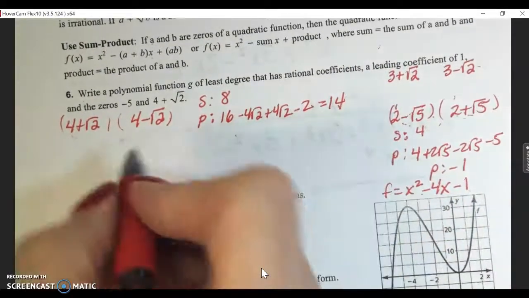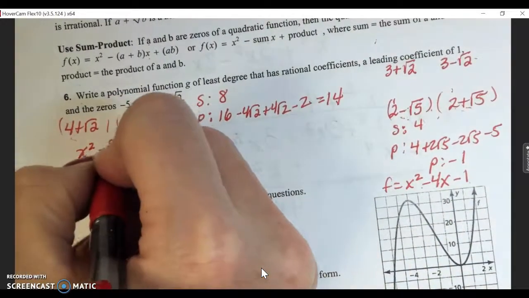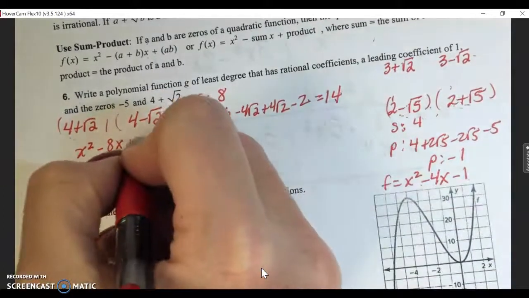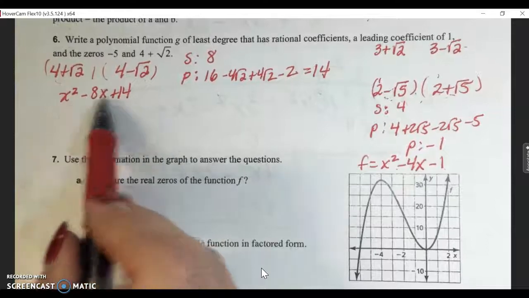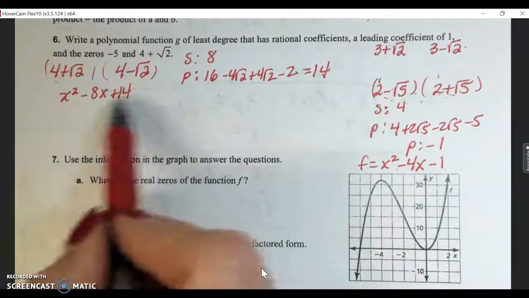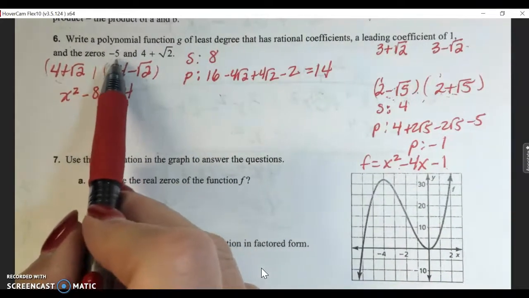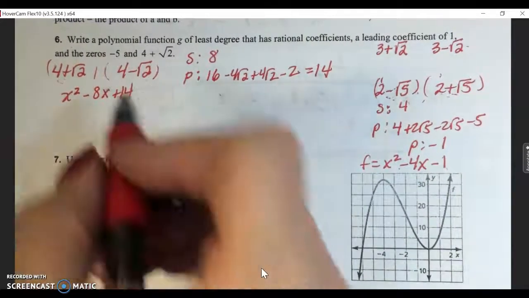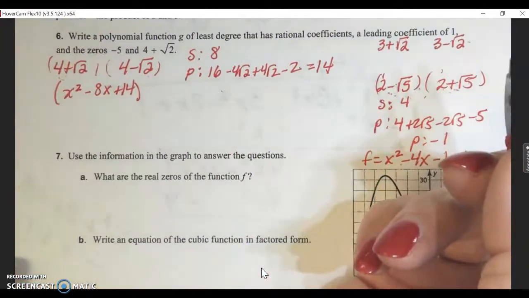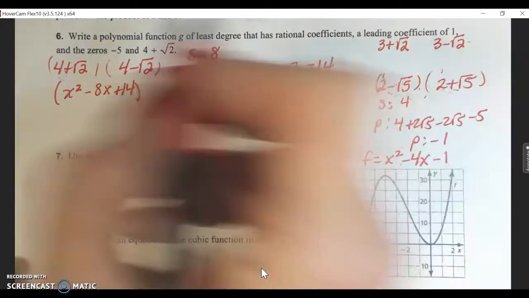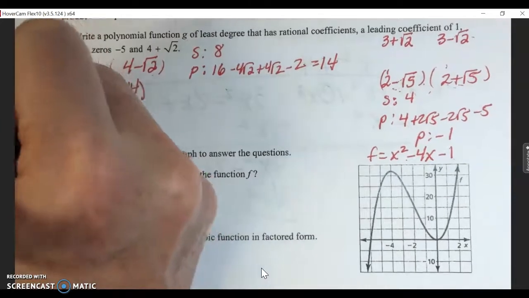Good. So far our equation is x squared minus 8x plus 14. Okay? That is the function that is going to have these two solutions if it were set equal to 0. But they also tell us that this -5 is a 0. What would the factor be if the 0 is -5? If the 0 is -5, what was the factor? X plus 5.